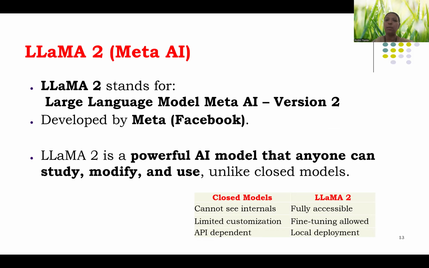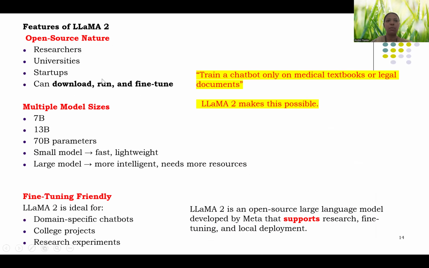And the closed model means we cannot customize it. There will be a limitation for it. But LLaMA, since it is open source, we can fine tune. Fine tuning is allowed. And closed model means it is always API dependent. But LLaMA means you can locally deploy it. You can do the customization, everything. So these are the features of LLaMA.